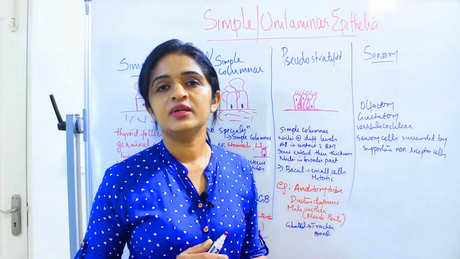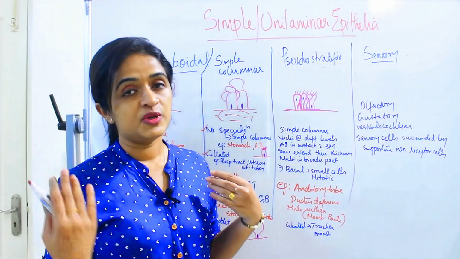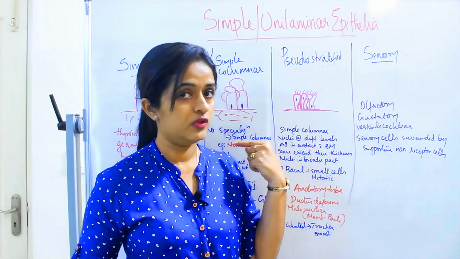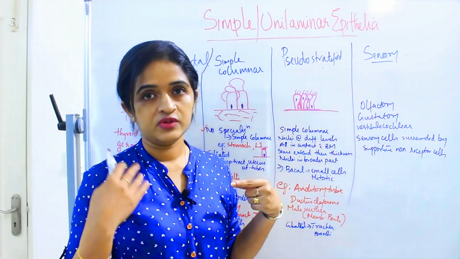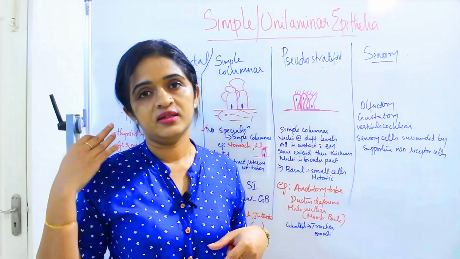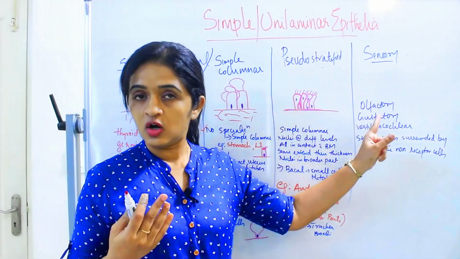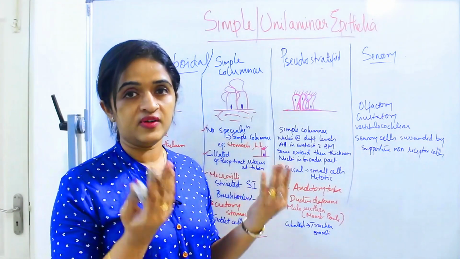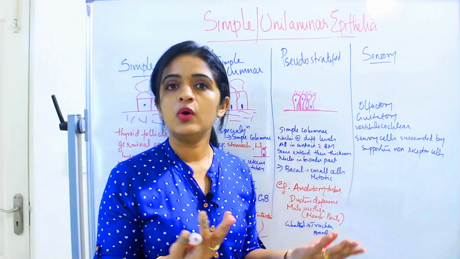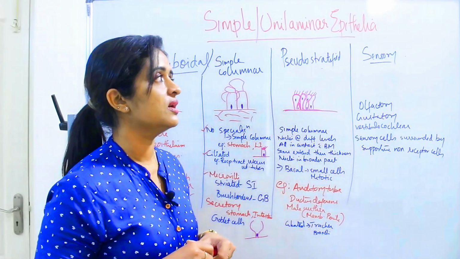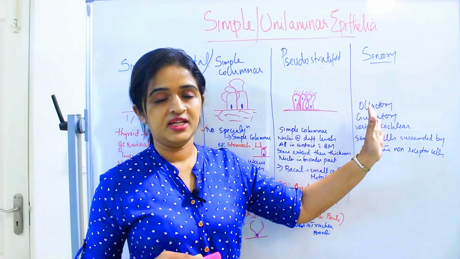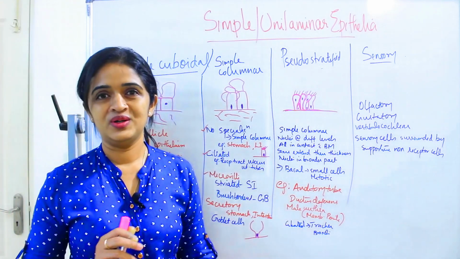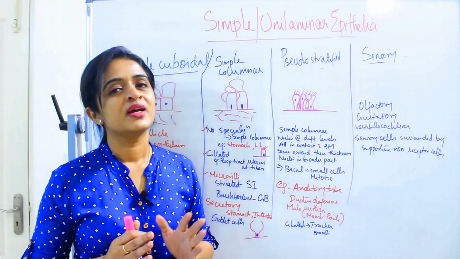Now the sensory epithelium is again the epithelium which is specialized for sensory functions, like the olfactory epithelium in the nasal cavity for olfaction, then gustatory epithelium in the oral cavity for the taste receptors, then vestibulocochlear epithelium in the ear. In all these regions you will be getting modified sensory cells, the epithelial cells which are modified as sensory receptor cells, and they will be supported by non-receptor cells. So these are the specialized epithelia which you call sensory epithelia. So I hope you got an overall view about the unilaminar epithelium.